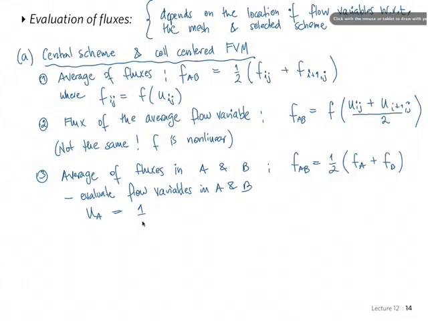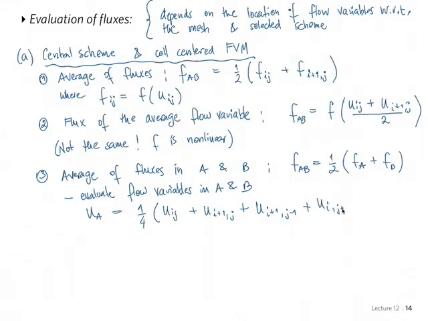So I could use the four points around A. It's 1/4 of uij plus ui plus 1j, and ui plus 1j minus 1, and finally ui j minus 1. So those are the four mesh points that contain flow variables around the point A, which is on the quadrilateral. This is an average of the flow variables that I can use to get fa, to put in this equation here. Or another option is to actually average the fluxes themselves.